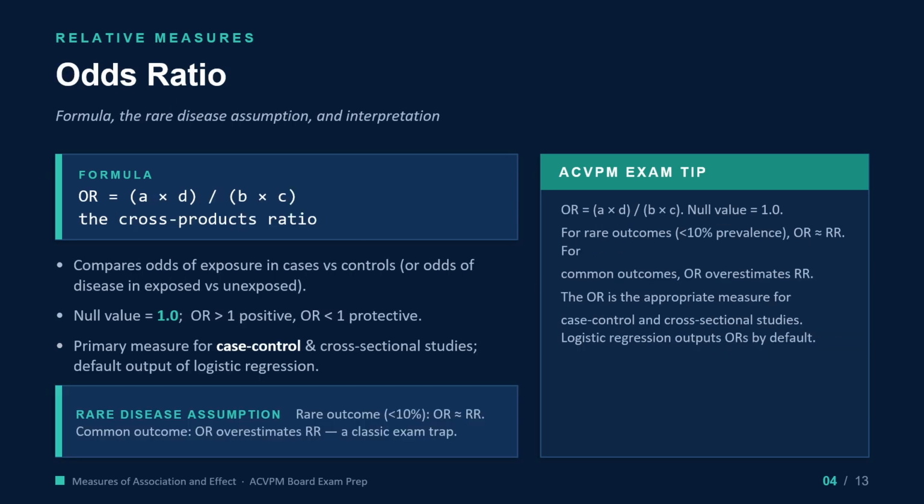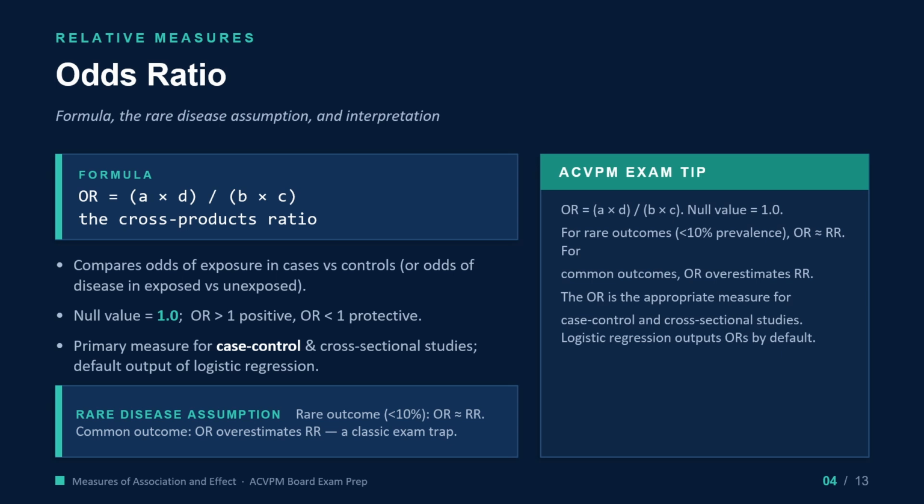Relative risk is elegant, but not always available to us, especially when we're working with case control data. That's where the odds ratio steps in. The odds ratio, or OR, compares the odds of exposure among cases to the odds of exposure among controls, or equivalently, the odds of disease among the exposed to the odds of disease among the unexposed. From our 2x2 table, the formula reduces very neatly to what's called the cross products ratio. OR equals A times D divided by B times C.